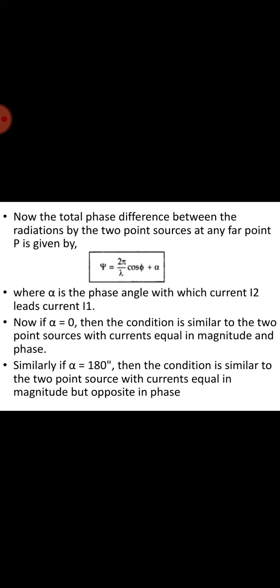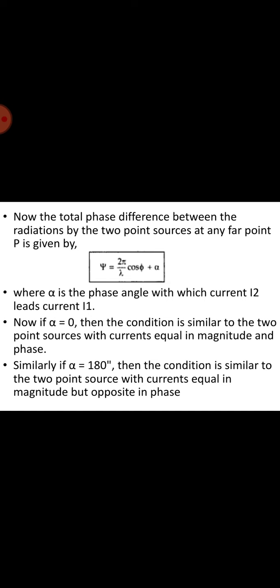This diagram shows that the resultant field E is the vector sum of E1 and E2, where E2 is equal to K into E1, and theta is the angle at which the field is taken. The total phase difference between the radiation by the 2-point sources at any far point P is given by psi equal to 2 pi by lambda d cos phi plus alpha, where alpha is the phase angle by which current I2 leads current I1.